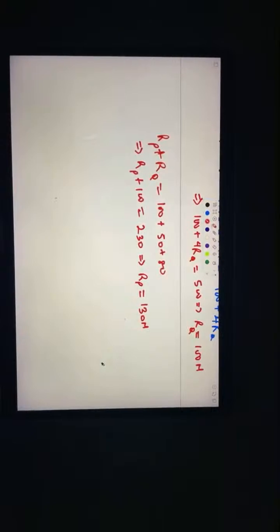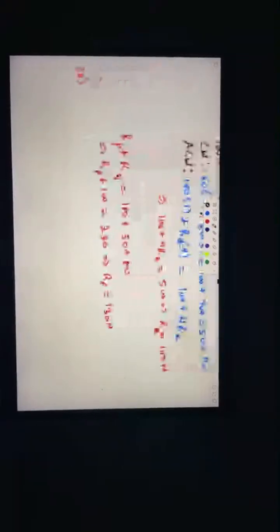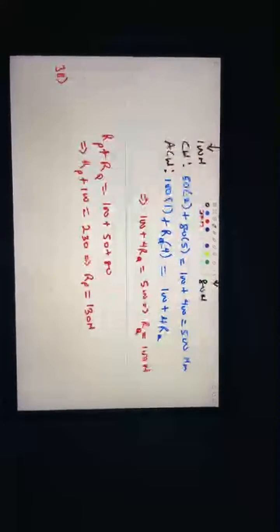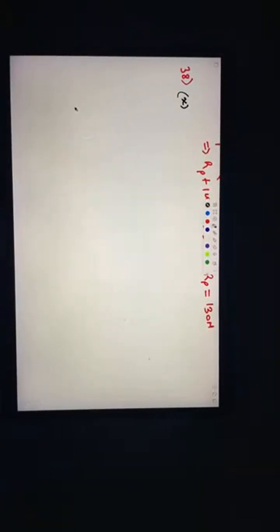Next question, question 38. For those that are still copying, I'll still send the note anyway. So question 38, we have X, so let's solve X first. X says, which of the following quantities has dimension ML squared T raised to power minus 3.